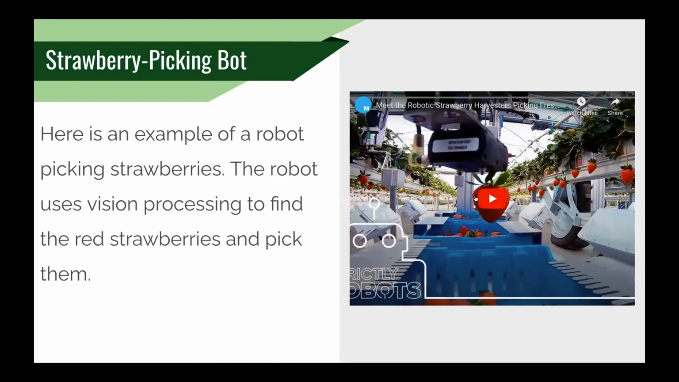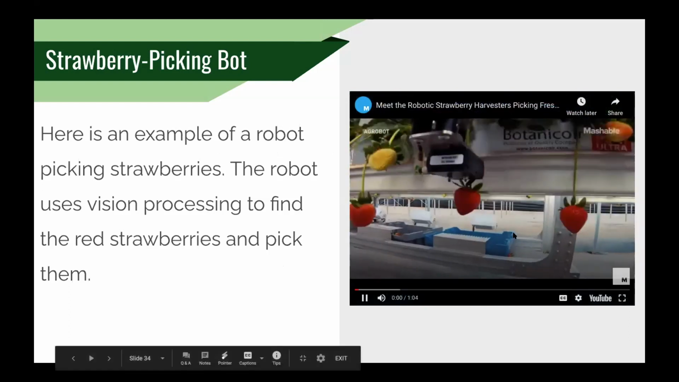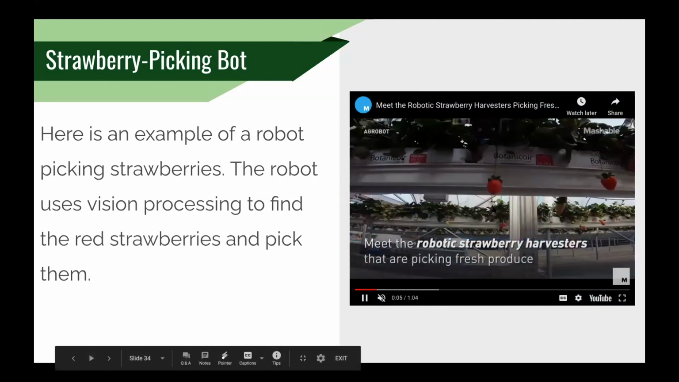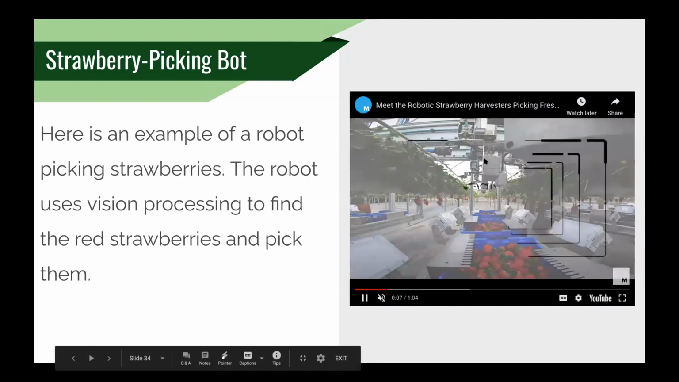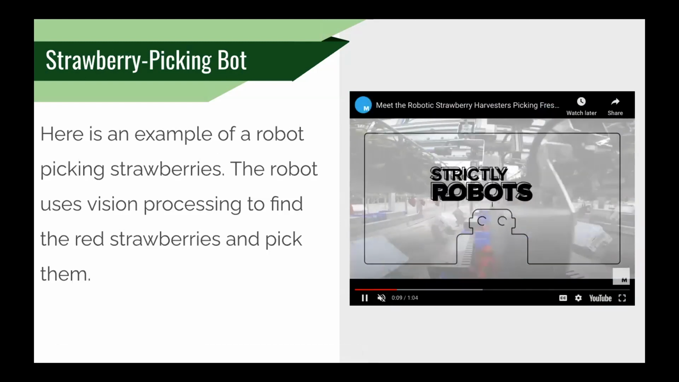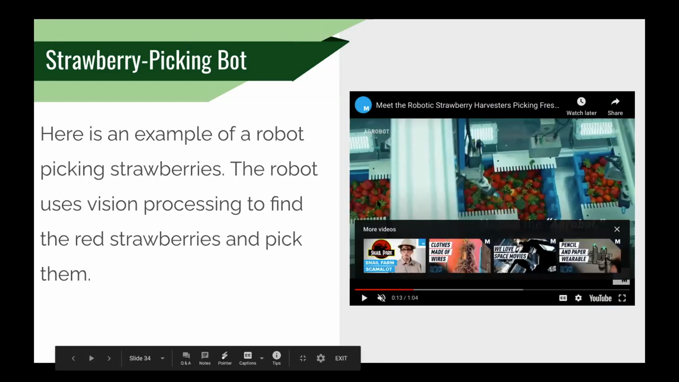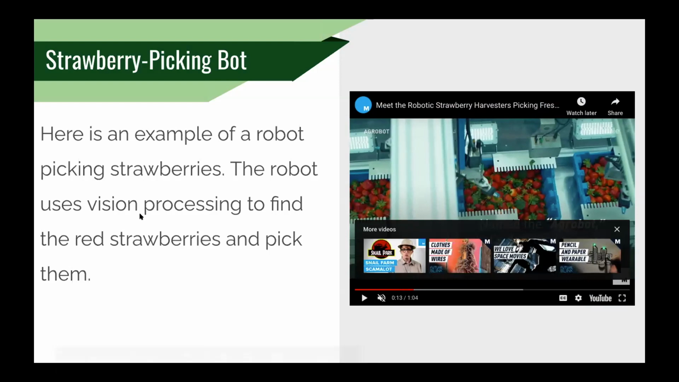Here's another example of why you'd use color vision processing. This is a bit more simple. The robot is very complicated, but the vision processing is pretty simple. You just find the red strawberries and ignore the green strawberries or yellow strawberries. So here it identifies which strawberries are ripe, and then it can send the robot hand to find them and pick them. This is a very cool use case of vision processing.